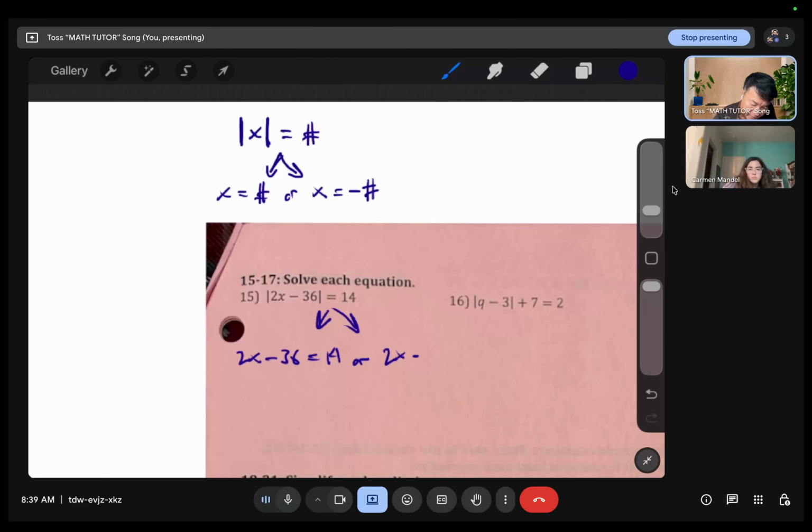That can also be done. It's just some textbooks do show you that. But here, this is much cleaner. So this is a minus 14, and then you solve each one.